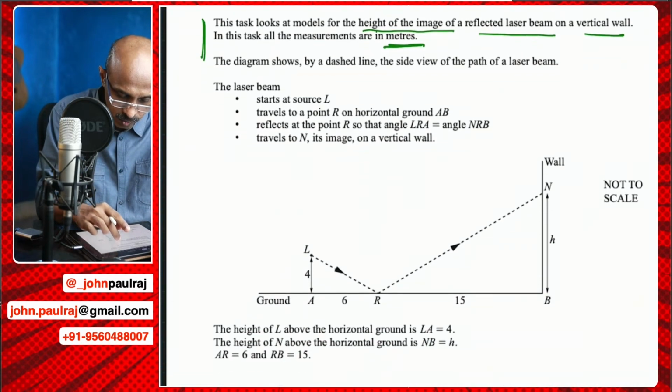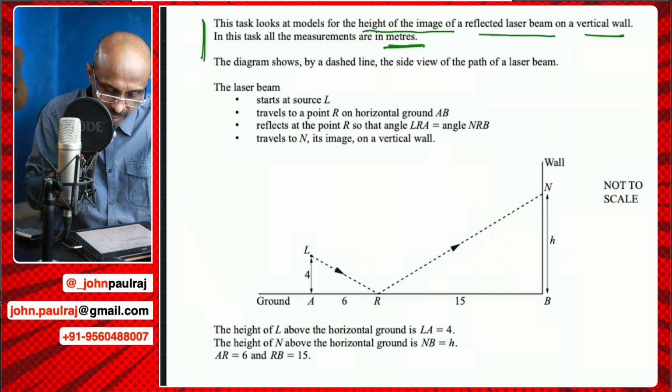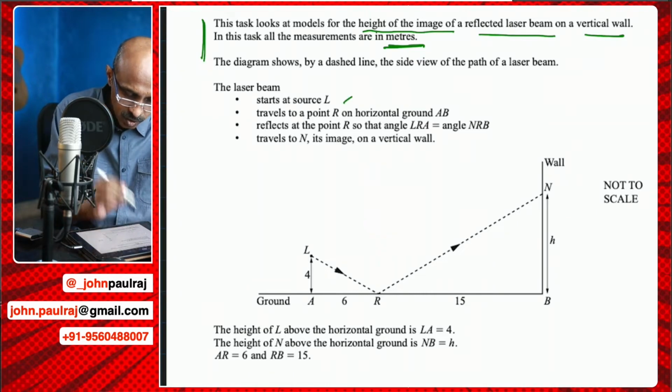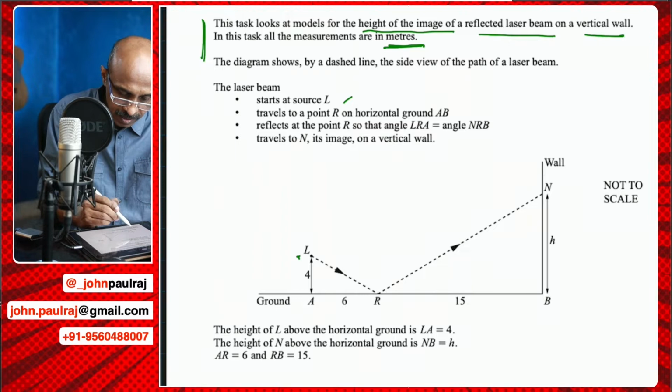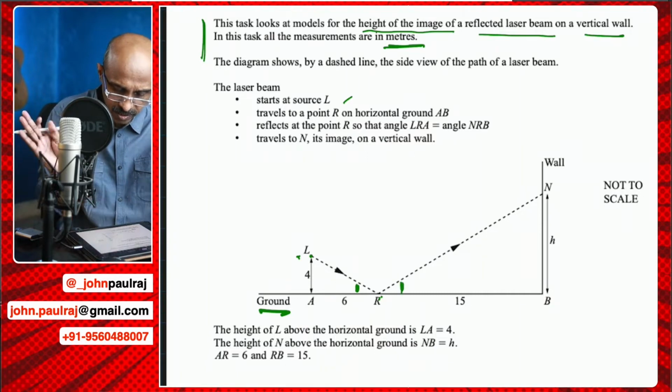The diagram shows by a dashed line, the side view of the path of a laser beam. The laser beam starts at source L, travels to a point R on the ground, AB. This horizontal ground is AB. The laser beam from L travels down, hits R, and reflects at the point R so that angle LRA is equal to angle NRB. Those two angles are equal.